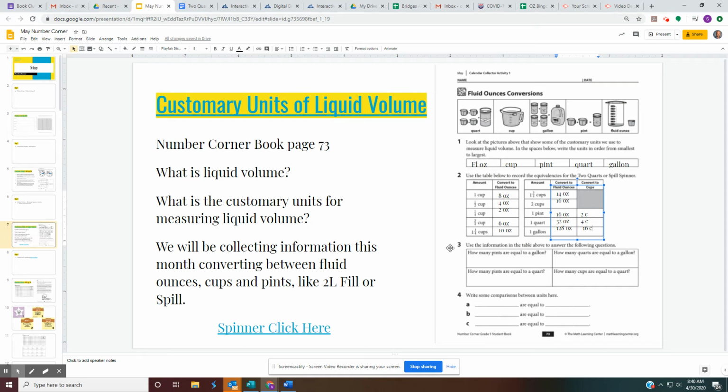All right, look at number 3. It says, use the information on the table to answer the following questions. So using this table, using any of these tables, answer the questions. Pause the video and come back to us when you're done.